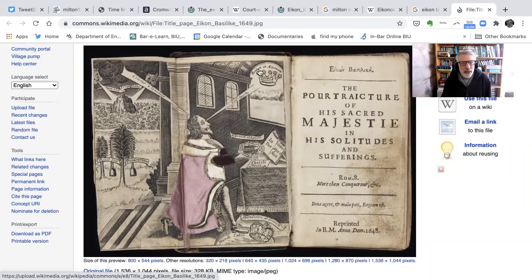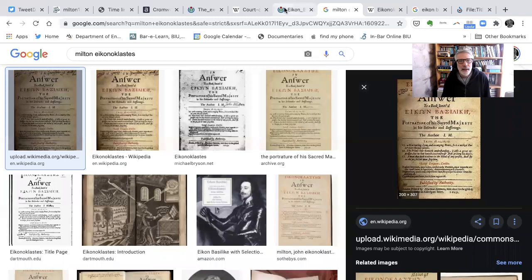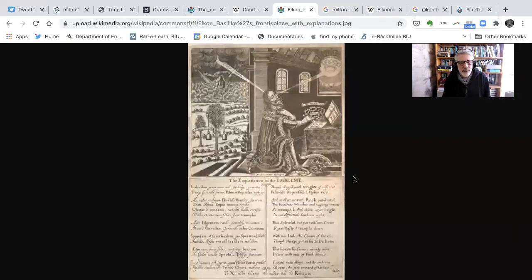You see he's looking up, his eyes sighting the glorious crown, the crown of vanity on the ground. He is pictured as a kind of King David figure, but more than that, as a kind of Christ figure. The portrait of his sacred majesty in his solitudes and suffering. It's meant to be the last days of Charles's life. And it may seem to us from our perspective just a blip on the historical scene. But the Icon Basilike, this text, the image of the king, was the most popular book published in England for two centuries. And the most popular book was the Bible. So there's a very, very strong attachment to the idea of English kingship.